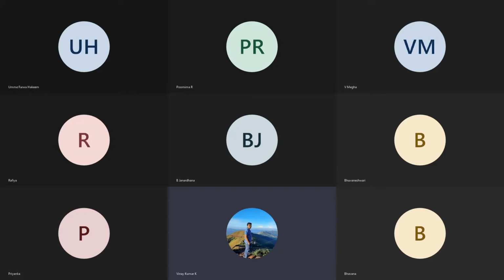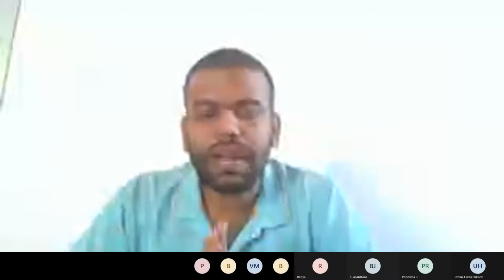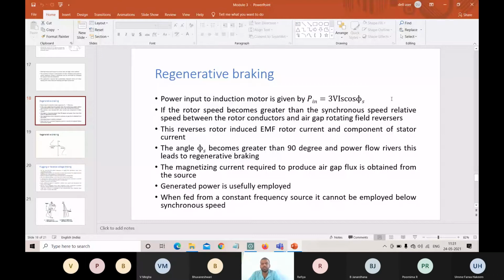In previous classes, we were discussing the speed-torque characteristics. That is, the unbalanced supply. What happens to our induction motor when we supply it with an unbalanced supply and a non-sinusoidal supply, and what are the rotor impedance techniques, and finally the starting methods.